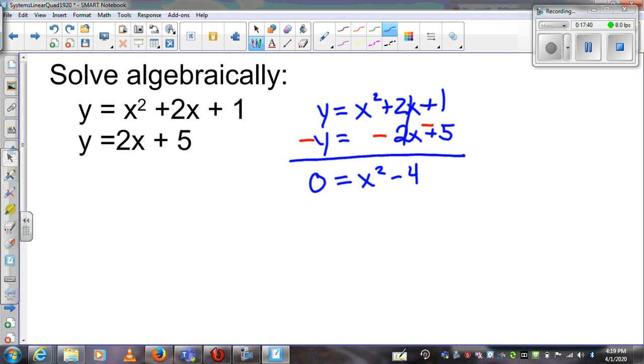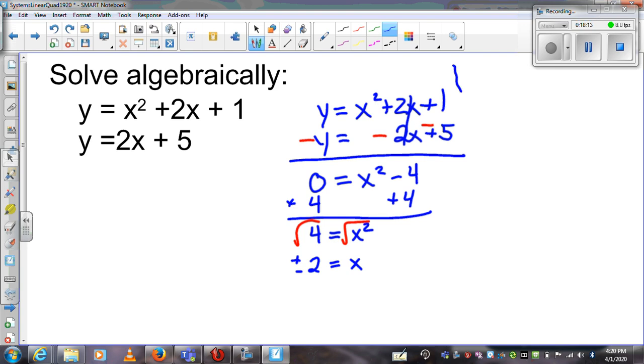So you could do one of two things. This is an incomplete quadratic. You could solve this by factoring the difference of two perfect squares. So that would be x plus 2 times x minus 2. Or, because it's incomplete, if you remember, you could bring the constant over here, and you get 4 is equal to x squared. In which case, I would take the square root of both sides. But you have to remember that you're going to get x is equal to plus or minus 2. You should get two answers for a quadratic.